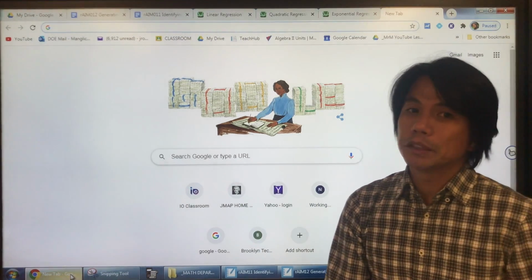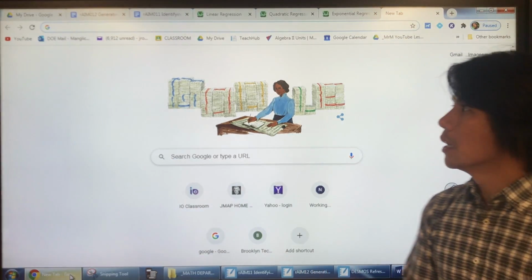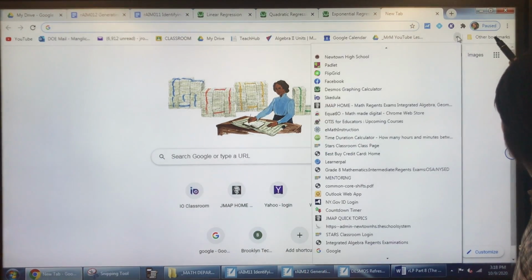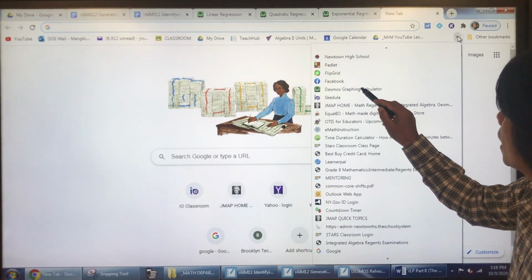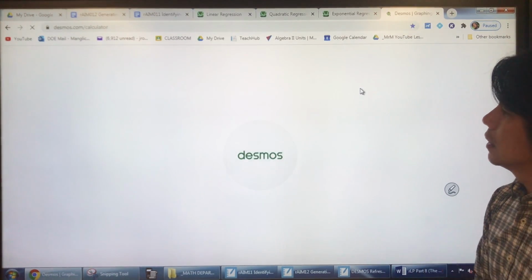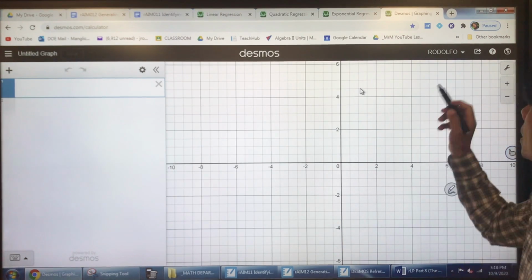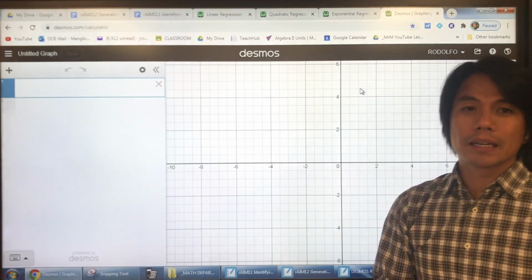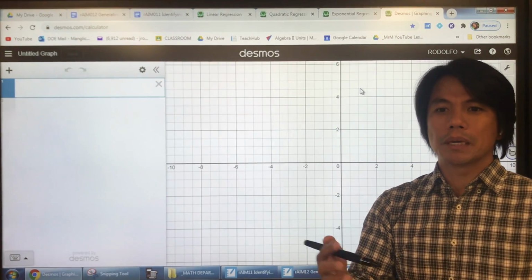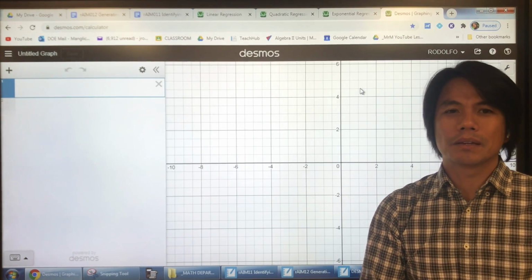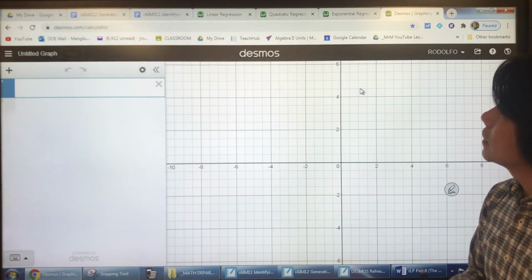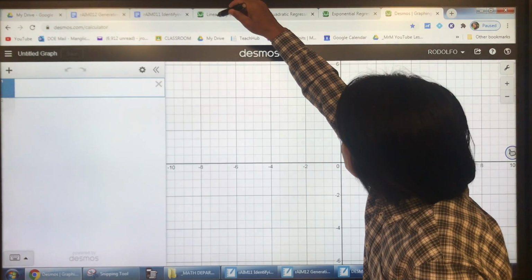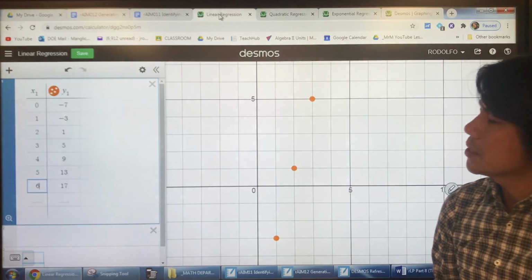What I want you to do is to open the Desmos. It's already in my favorites, so I'll just click Desmos graphing calculator and it gives you the Desmos. Be sure to log in if you don't have an account. Make sure you sign up so that you can save your work. In fact, I already saved my linear regression right there.